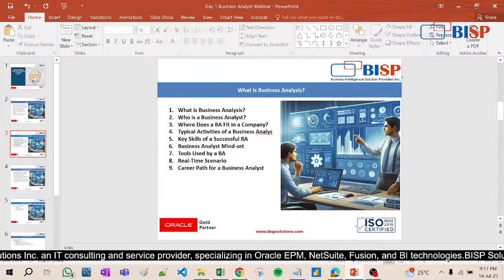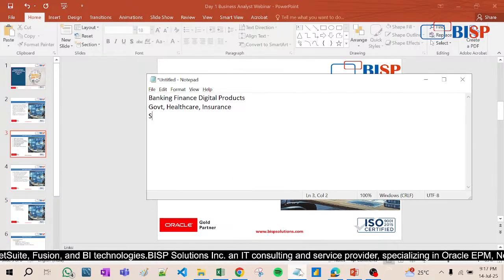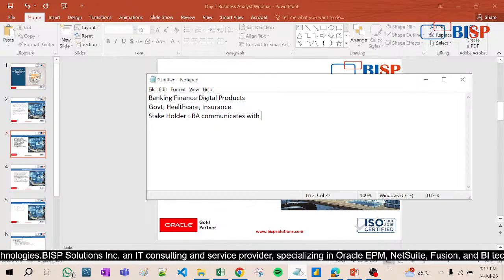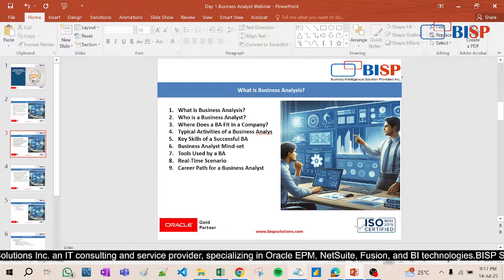Now when the business analyst fits here, see, there is another term that is called stakeholders. Now business analyst is a post, right? The business analyst communicates with certain people from the client, they are called stakeholders, right? This is another term, stakeholders. See, the BA communicates with these people. Now what exactly does stakeholder mean?